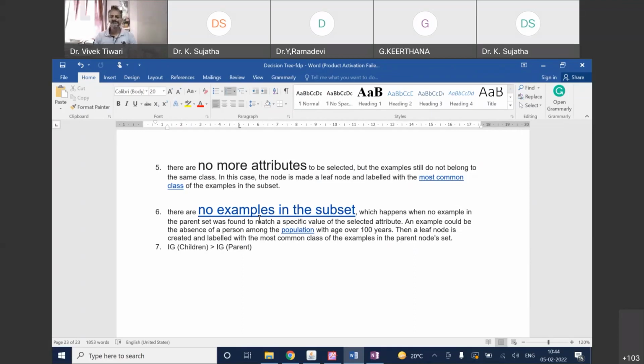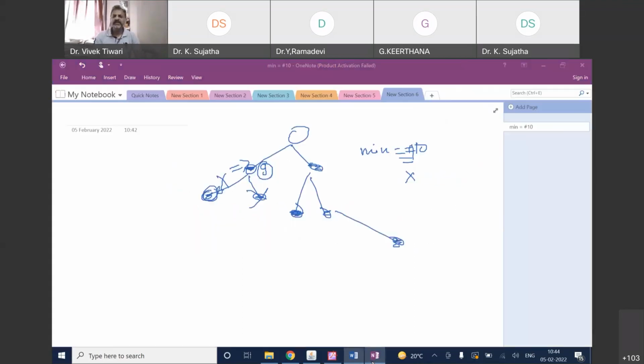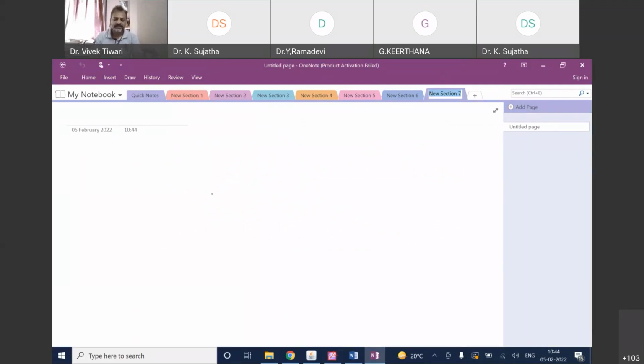There are many more criteria for splitting. One is the last criterion I'm going to discuss. Suppose this is the tree, any node. I'm going to split it. Suppose the information gain of your node was 2.56, and once you split, the information gain is 2.1 or 2.0, like that.